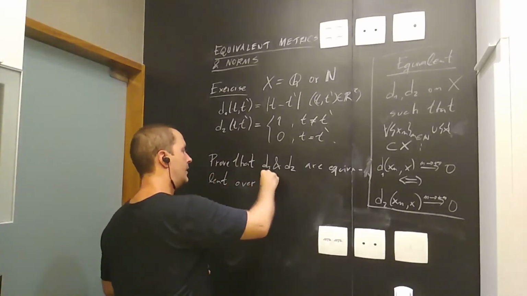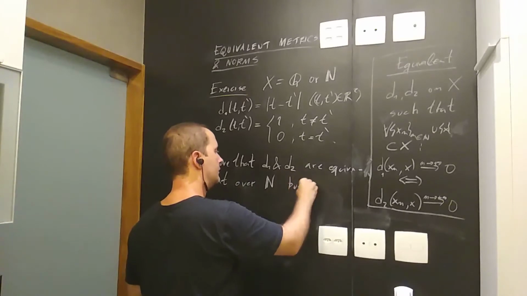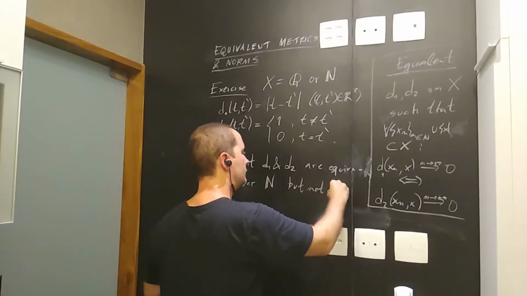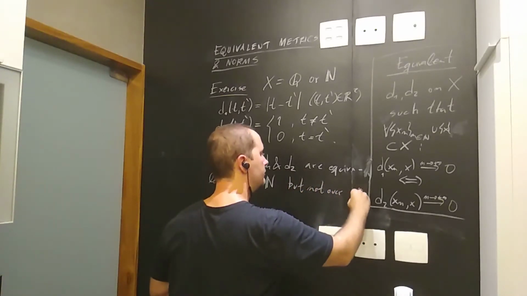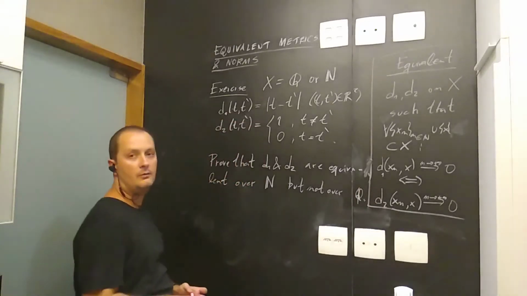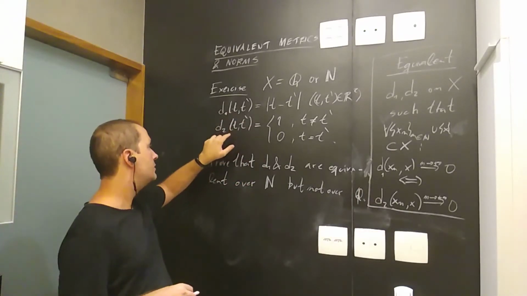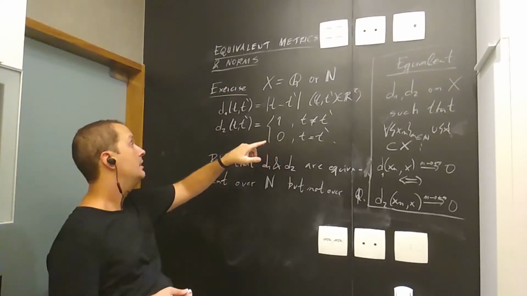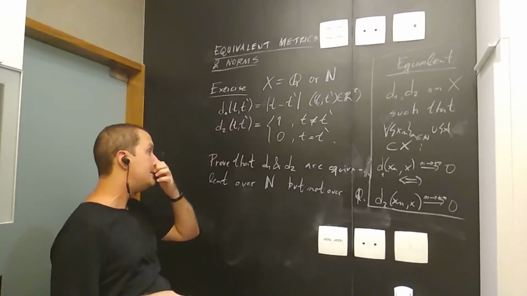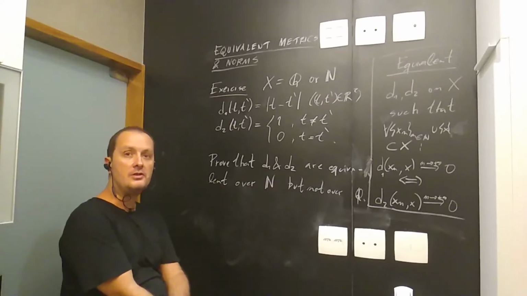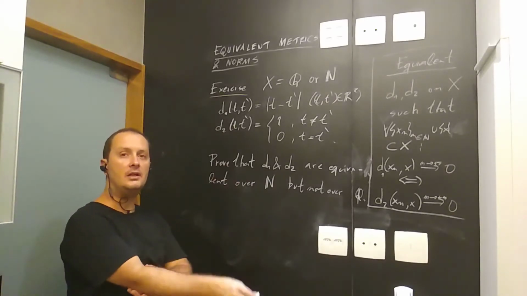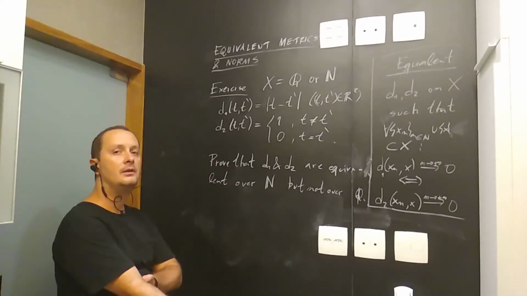Over n, but not over q. And what this is saying is remember that in order to converge according to this discrete metric, it's necessary and sufficient that the sequence you're looking at is eventually constant. So for all large enough n, it stays at the same place.